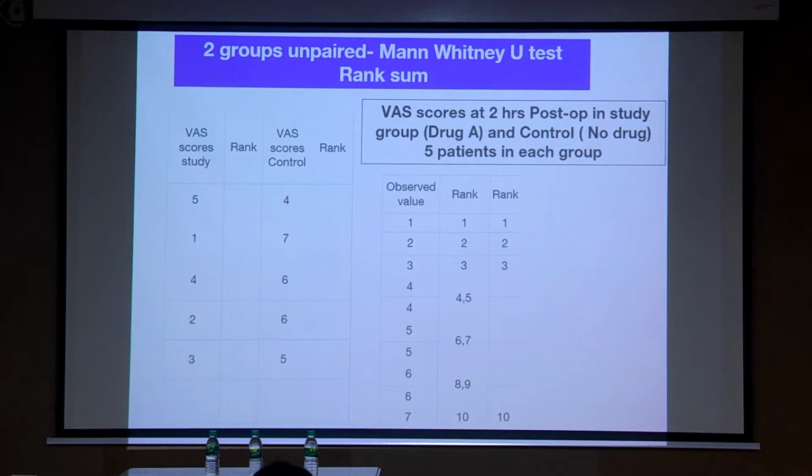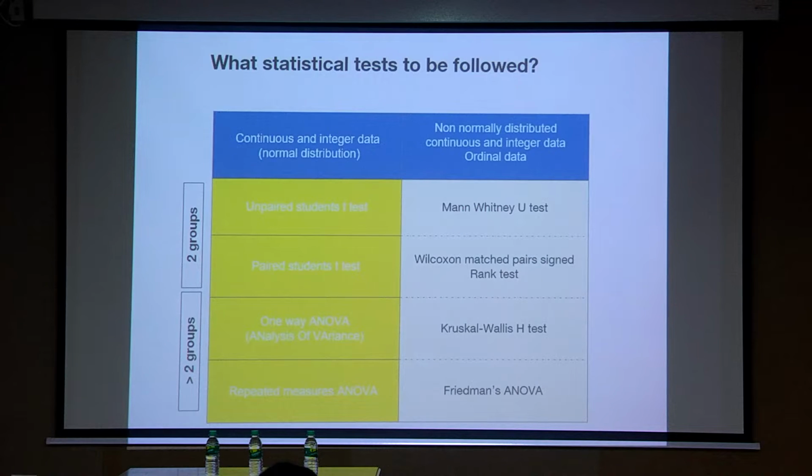We have to order them and write them down in ascending order and give the rank. For example, 1, we give rank 1. 2, we give rank 2. 3, we give rank 3. 4, we have 2 values; 2 patients have a VAS score of 4, so we give ranks 4 and 5. Then 5, 6, 7, and 6, 2 patients have 6. So you give all the ranks. If the visual analog score is repeated, you take an average, 4.5. So once again I am going to the slide.